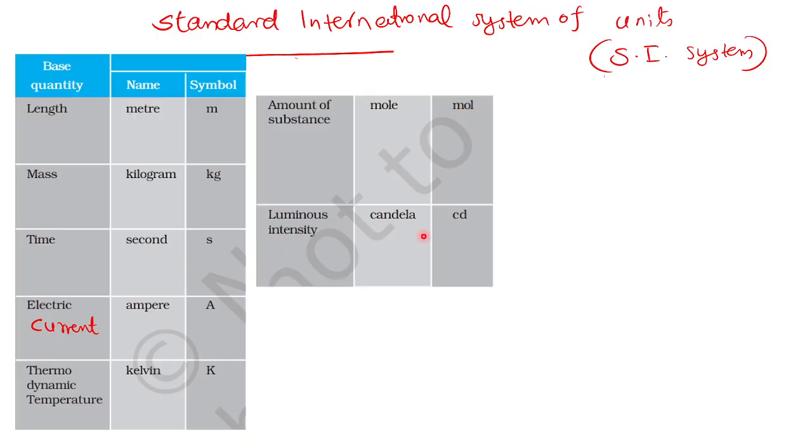Symbol mol. Candela. You will learn more about candela in the higher classes. In our syllabus, it's not there. Candela is used for measuring luminous intensity, the brightness of a light. Candela, cd. Understood? Clear? Okay.